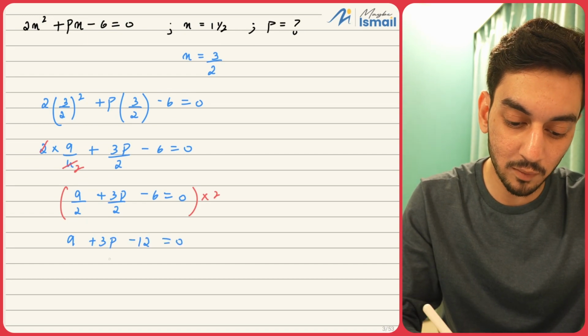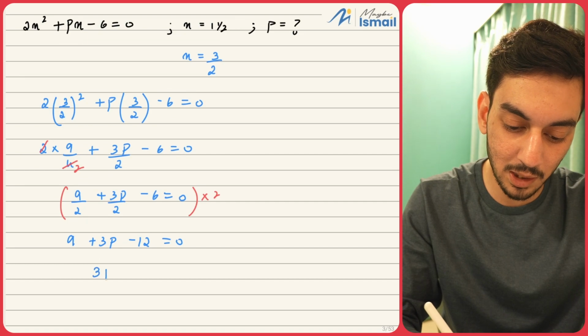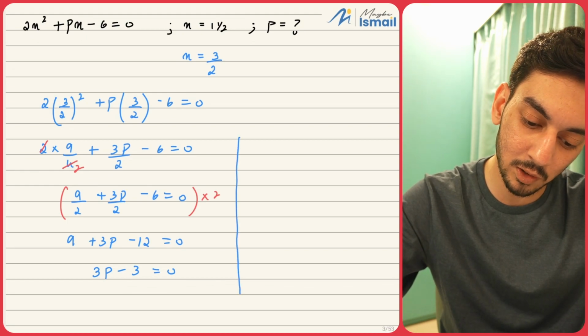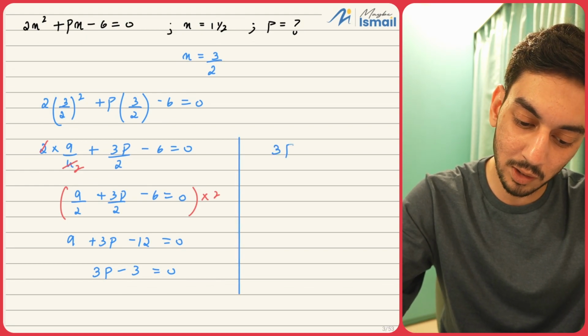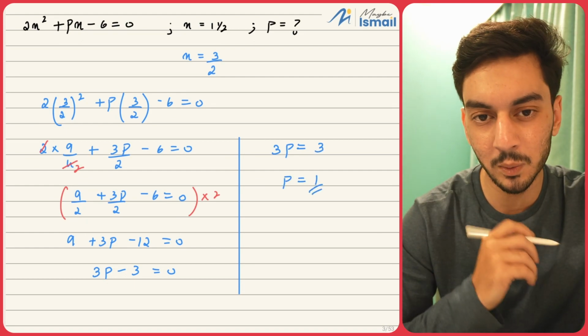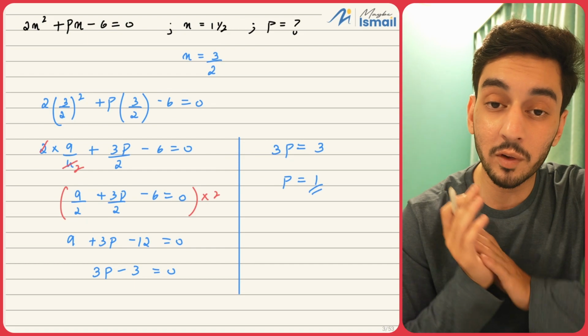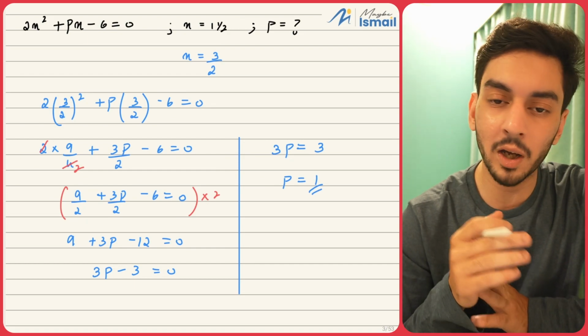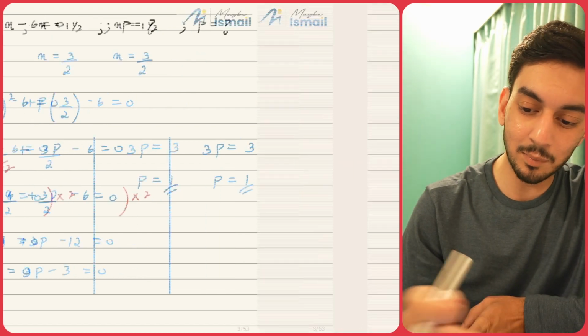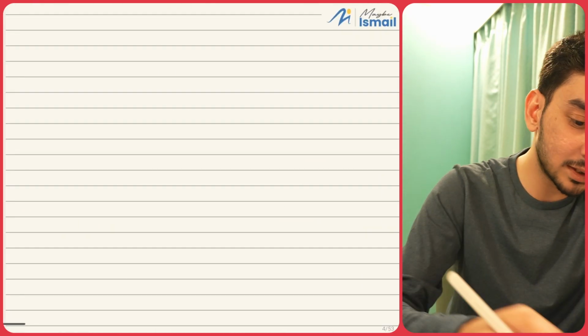Now 9 minus 12 is negative 3. So 3p minus 3 is equal to 0. Hence I will get 3p is equal to 3, and hence finally p would be equal to 1. That is how easy this is. So one of the values of x was given to me and I could figure out one unknown in the equation. Now let us look at a similar kind of question, which is this thing.